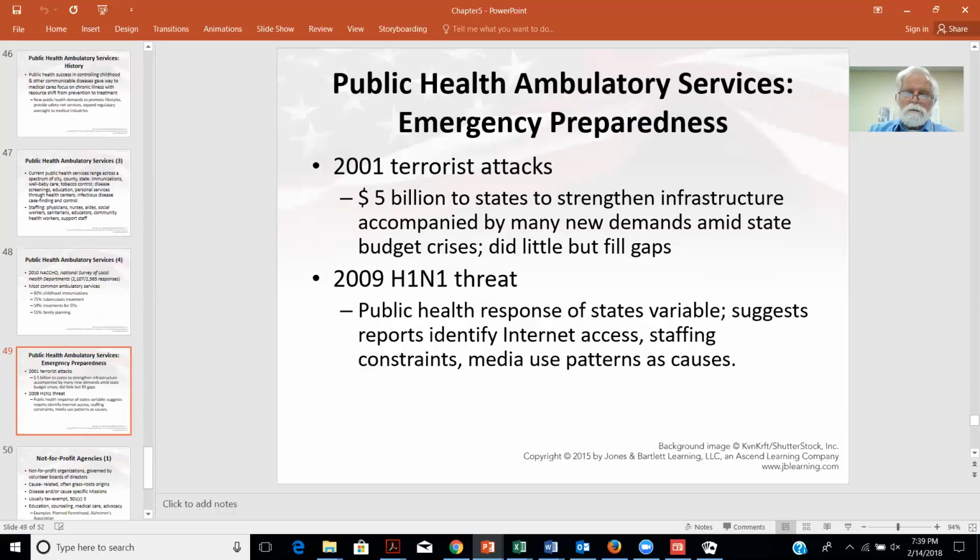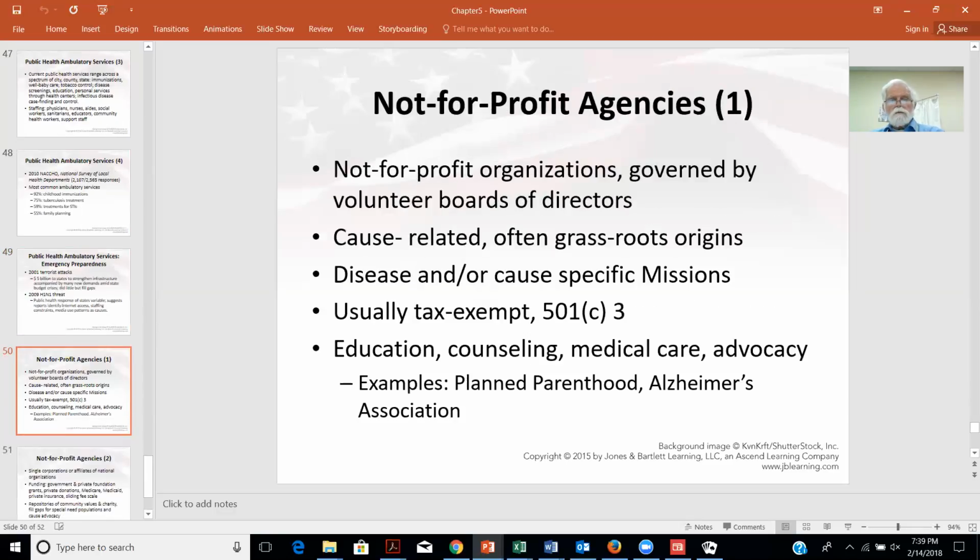The 2001 terrorist attacks prompted the states to spend a lot of money strengthening infrastructure, but with so many new demands and other things, didn't do really much to advance it. Then about 8-9 years ago, we had the H1N1 pandemic, and the sort of panicked response to that didn't really turn into anything big, really.